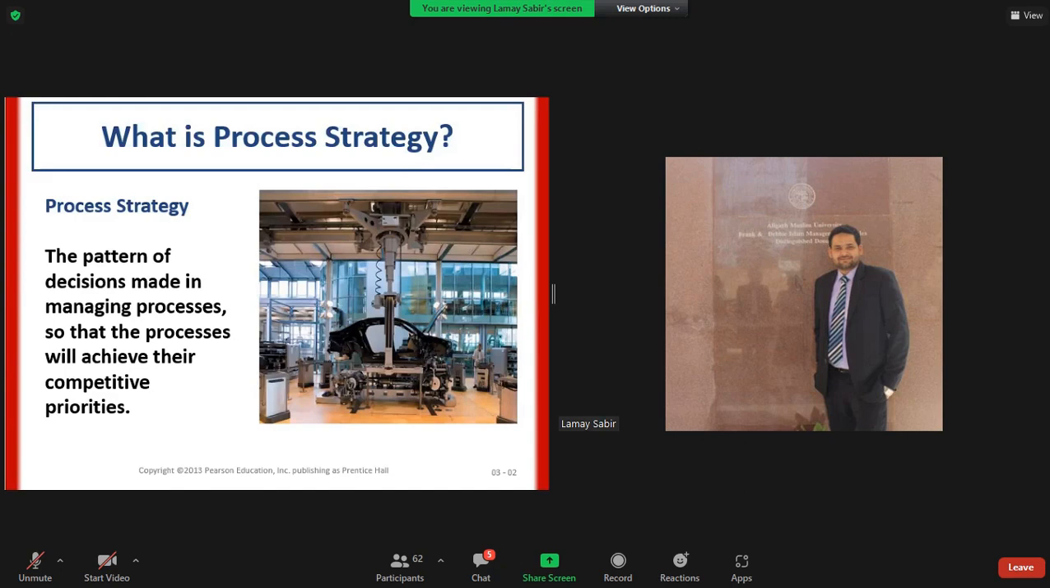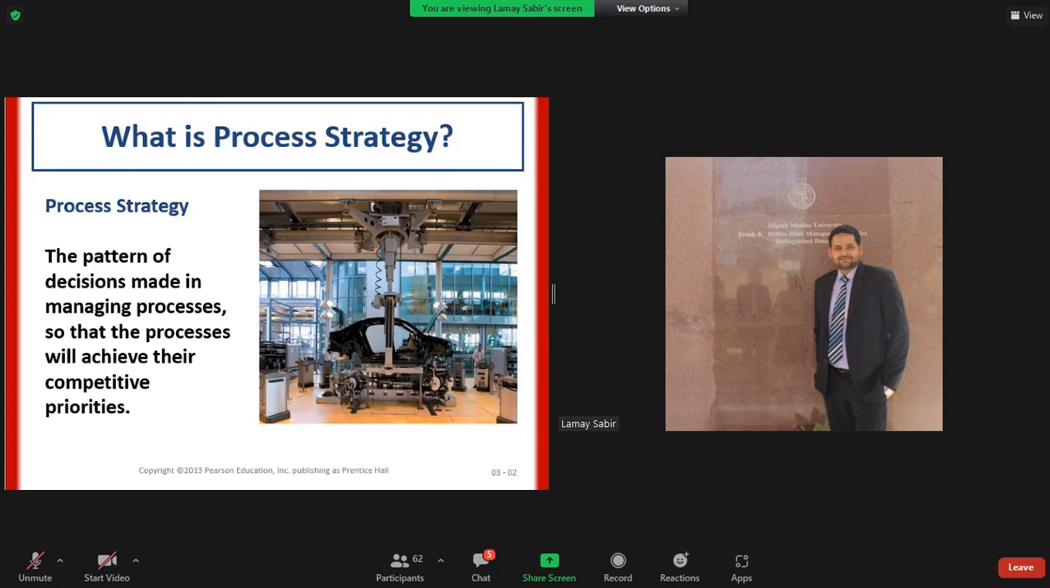So designing this process is important, keeping in mind both the internal customers as well as the external customers, so that whatever process you are following to convert the raw material into the output or a product, it can be useful for both internal as well as the external customers. So that is why process strategy is very important when you talk about process.